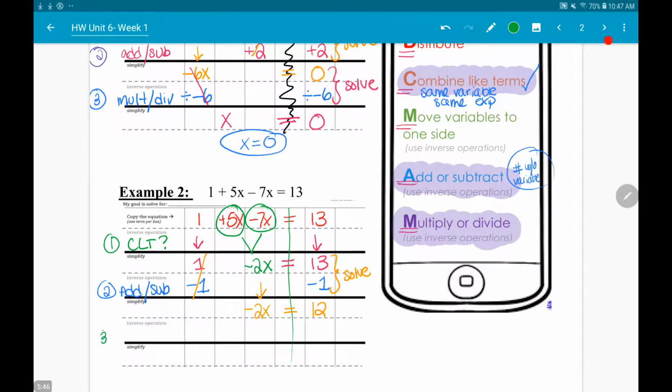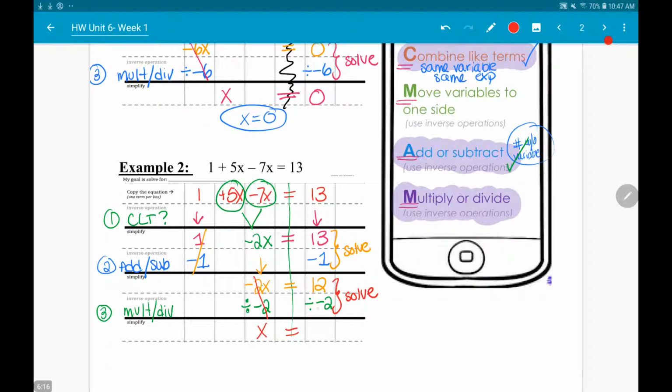All right, step number 3. I go back to my phone. We took care of this one. And now I'm going to multiply or divide. All right, I see that they're touching, which means multiplication. So I'm going to divide out my -2 on both sides. They cancel. I bring down my x. I bring down my equal. And then on this side, I'm going to solve. So 12 divided by -2 is -6. My answer to this problem is x equals -6.